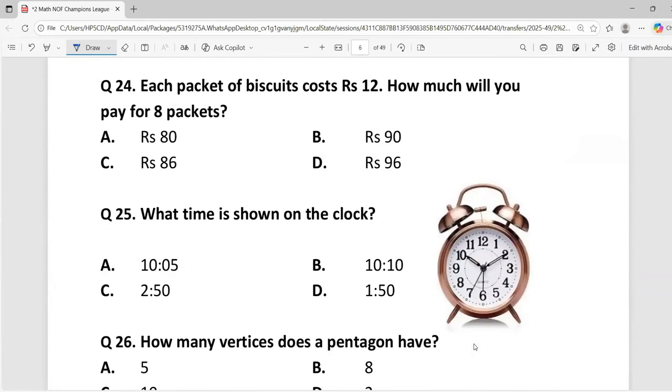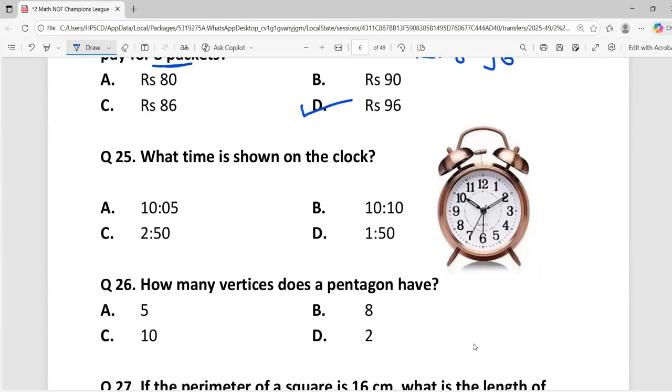Now the 24th question. Each packet of biscuits costs rupees 12. How much will you pay for 8 packets? Each packet costs 12 and you have 8 packets. So what will you do? You will multiply 12 by 8 and you will get the answer: 12 eights are 96. So 96 is option D, and therefore option D is the correct one for the 24th question.